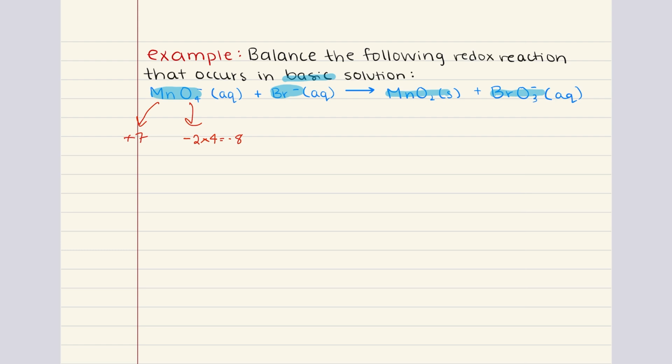Perfect. Next up, we have the bromide ion. It has an oxidation number equal to its ionic charge, so -1. Now we can worry about the products.